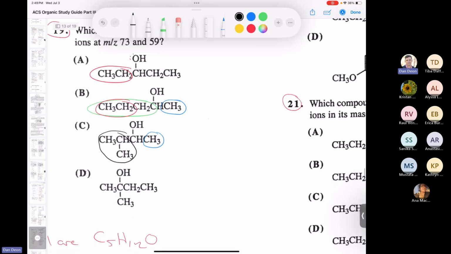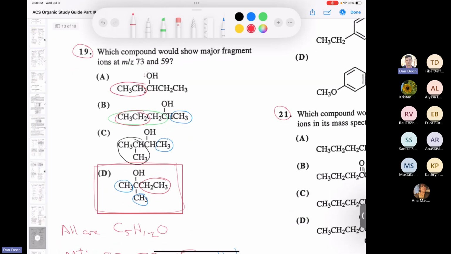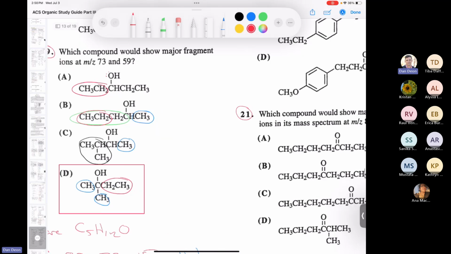But if I look at D, all I have are two methyl groups and an ethyl group that I could lose to end up with a resonance stabilized ion. And so the best answer would be D. It's the only one that has just ethyls and methyl groups to be lost. All right, with that in mind, let's try one more.